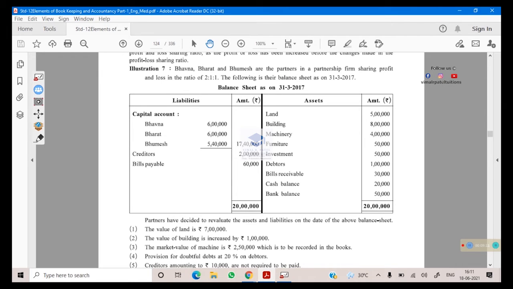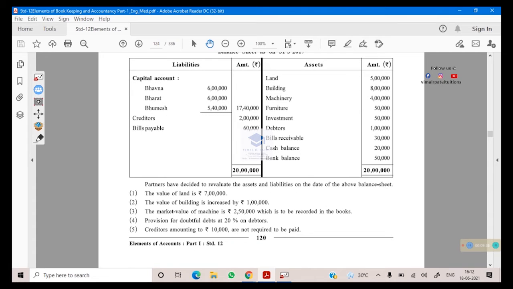Bhavna, Bharat and Bhumesh are partners in a partnership firm, sharing profit and loss in the ratio of 2:1:1. The following is their balance sheet as on 31st March 2017. Partners have decided to revalue the assets and liabilities as on the date of the balance sheet. So this is a simple reconstruction without addition and retirement. So here there are three partners. Old ratio is 2:1:1.